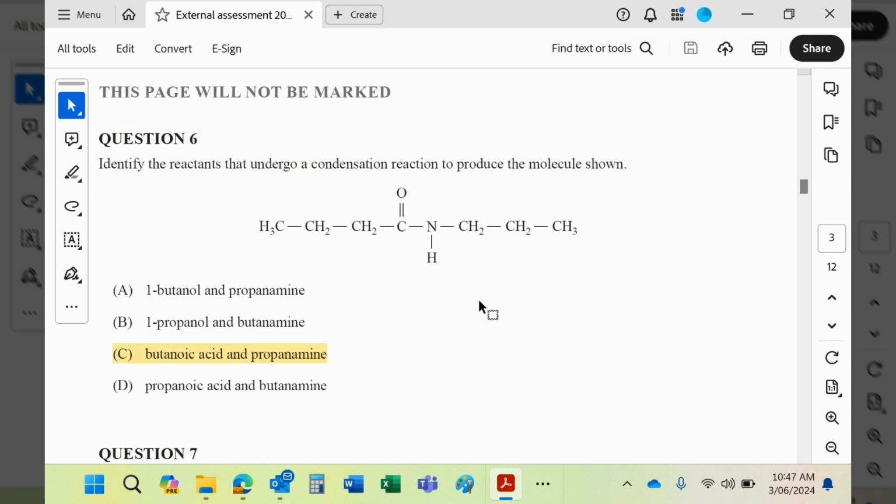Identify the reactants that undergo a condensation reaction to produce this molecule. Well, you can see here is an amide bond, and therefore we want a carboxylic acid with four carbons and an amine with three carbons. And there is your choice.